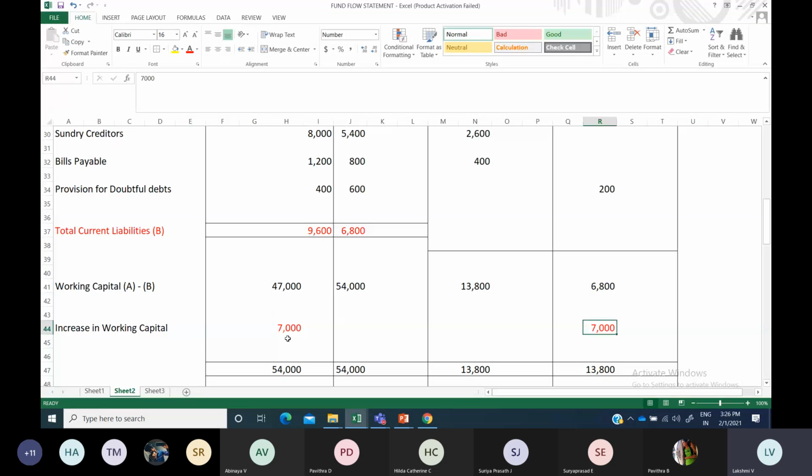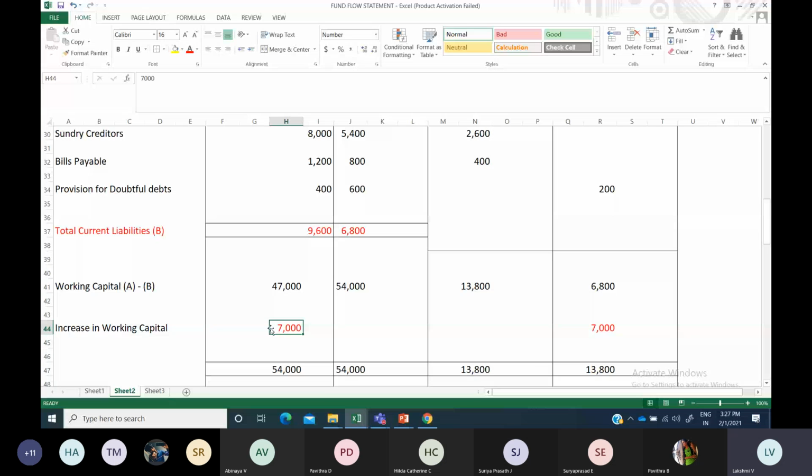Then your answer is right. Your first step till now is right. But after finishing your fund flow statement, the same 7,000, if you are able to get after your sources and applications, if you subtract both these things and if you get the same working capital amount 7,000, then your answer is right, or else you have made a mistake somewhere, you have to check back again.